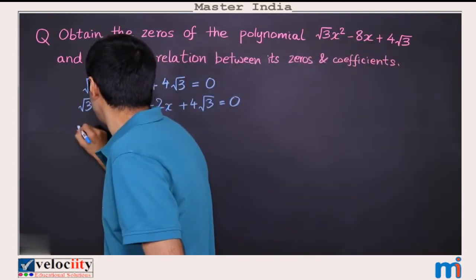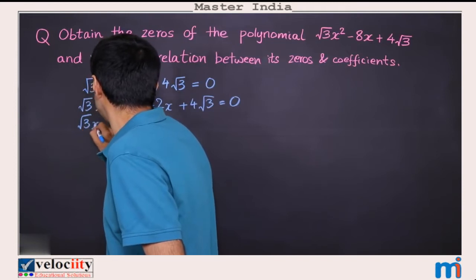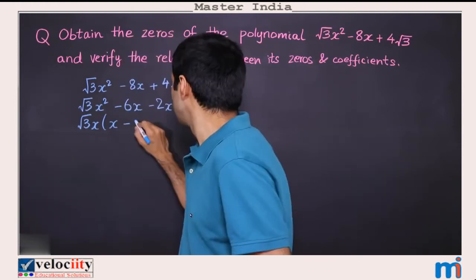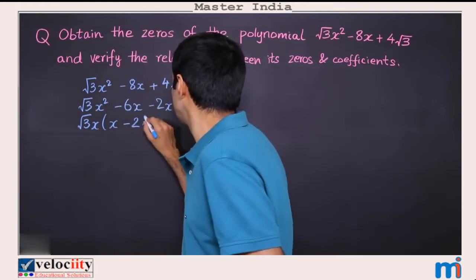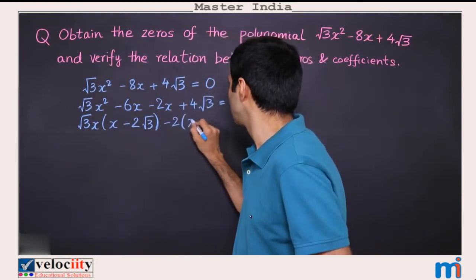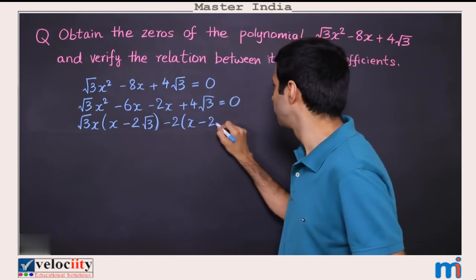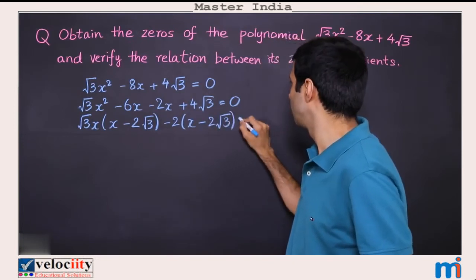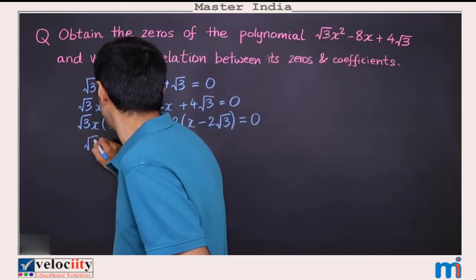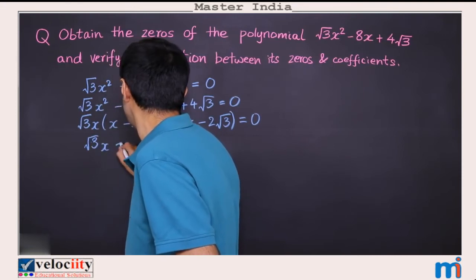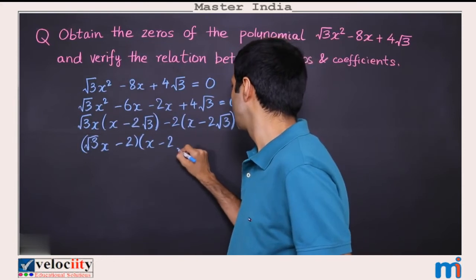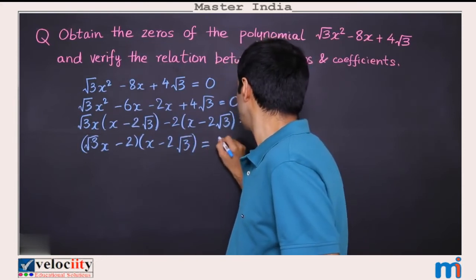So it's going to be root 3x into x minus 2 root 3, and here we'll have a minus 2 into x minus 2 root 3 again, right, equal to 0. So if we group these, we are going to get the factors as root 3x minus 2 into x minus 2 root 3 equals 0.